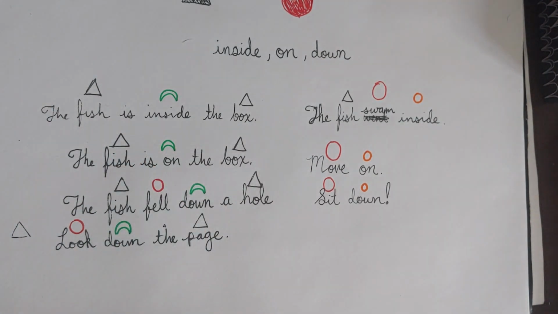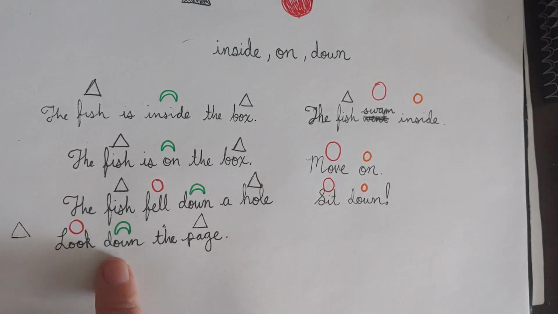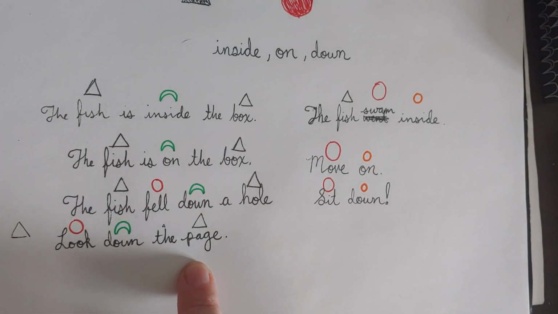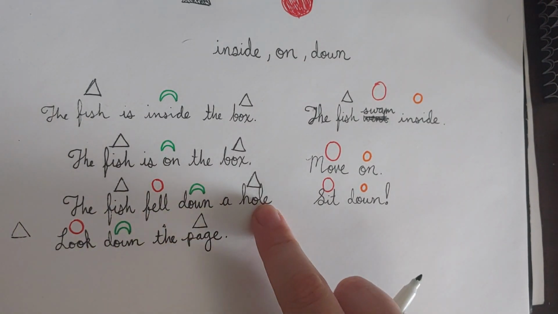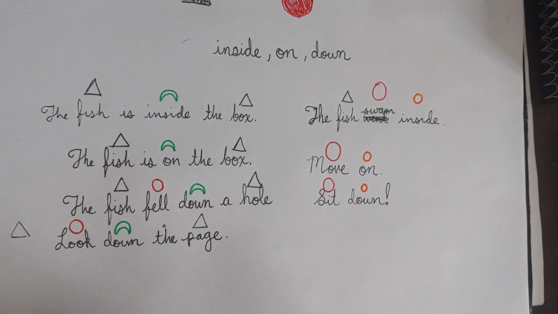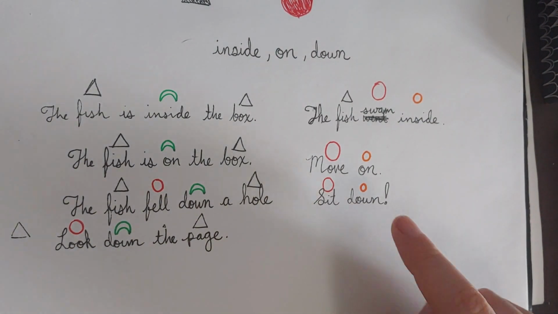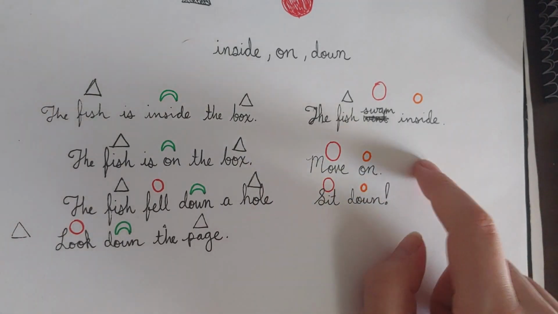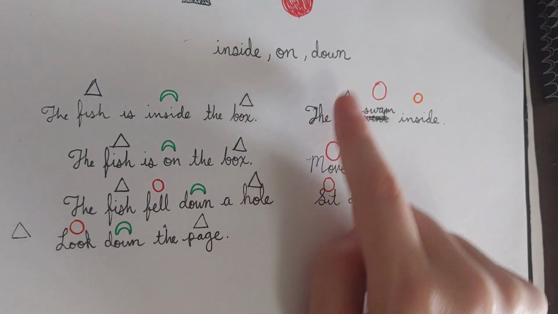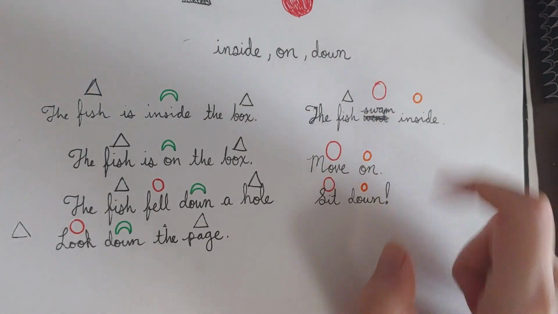Normally, there will be a noun in front of it also, but as long as there is a noun after it that connects back to it, look down where? Down the page. The fish fell down what? Down a hole. That means that it's still a preposition. But over here, sit down, there's no extra noun afterwards. Move on, there's no extra noun. The fish swam inside, no extra noun.